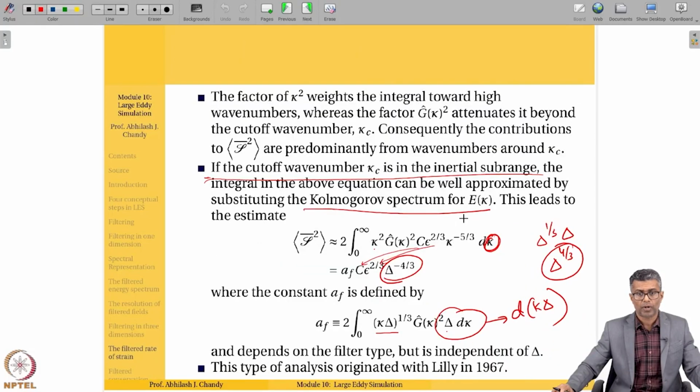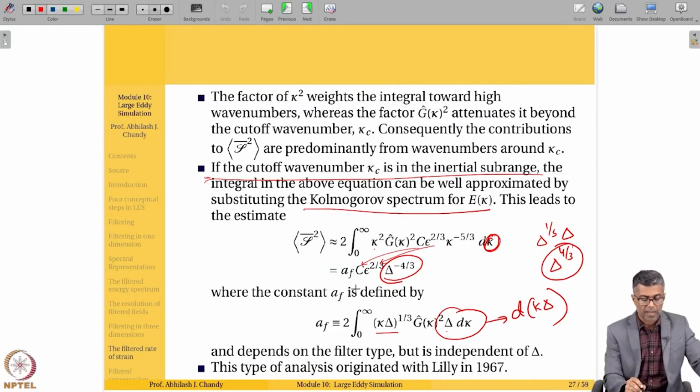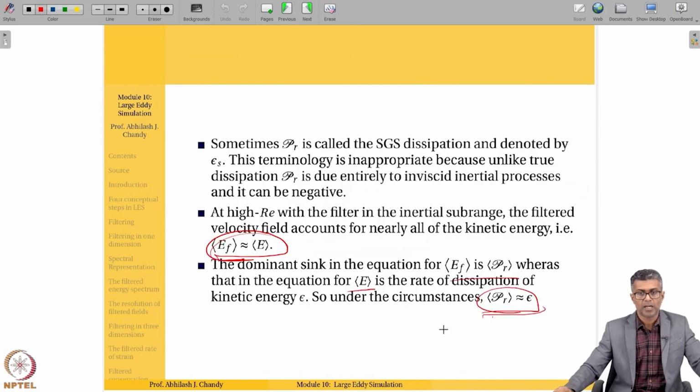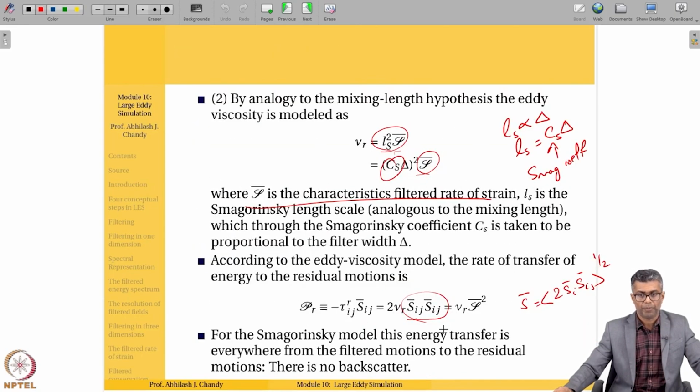It comes right about here, right? The S bar squared is C A_F epsilon to the 2/3 and delta to the minus 5/3. Also note this equation where I defined what A_F is, which is 2 integral 0 to infinity kappa delta to the 1/3 G of kappa squared delta d kappa. Okay, so now let's see what we get from here.